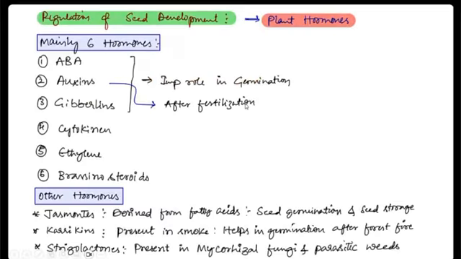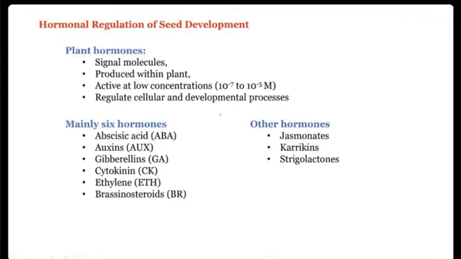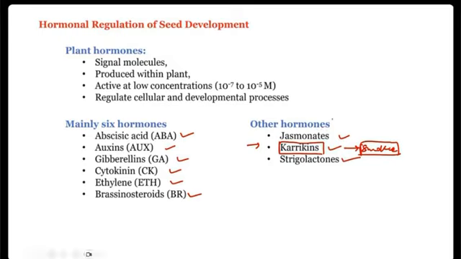Now we'll talk about the important growth hormones. Mainly there are 6 hormones: ABA, auxin, gibberellin, cytokinin, ethylene, and brassinosteroids. There are also other hormones, which are jasmonates, karrikins, and strigolactones. These karrikins are mainly found in smoke. In the case of a forest fire, the germination of plants after the fire is mainly because of the hormone karrikins. So you need not worry about all the other hormones.